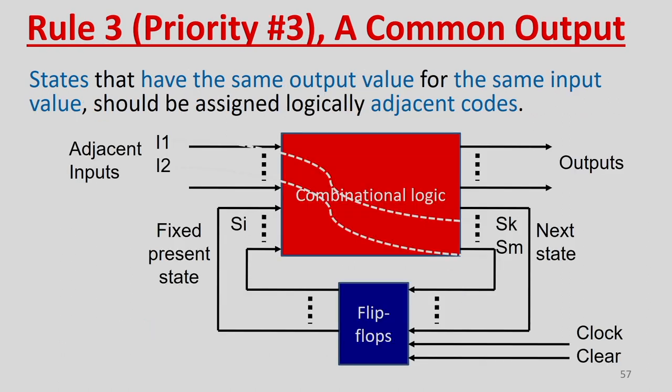What is rule 3? Rule 3 is common output: states that have the same output value for the same input should be assigned logically adjacent codes. So what does it say?